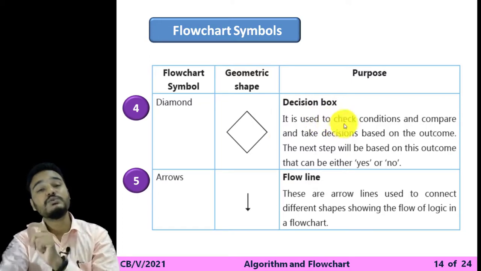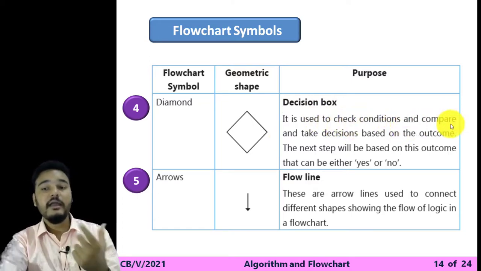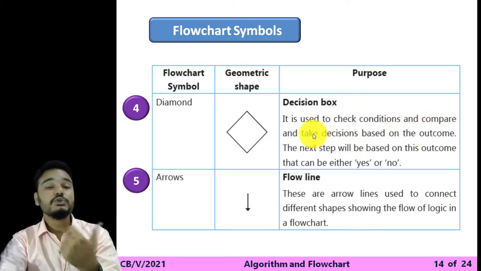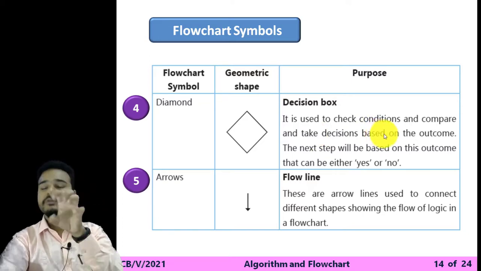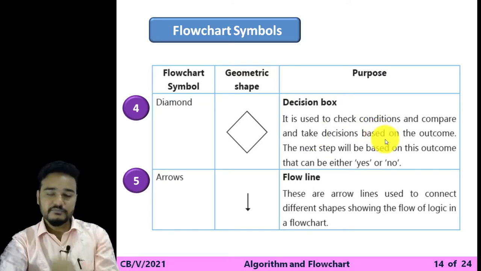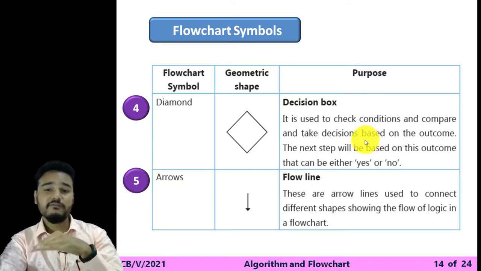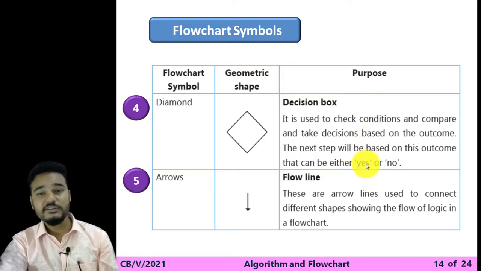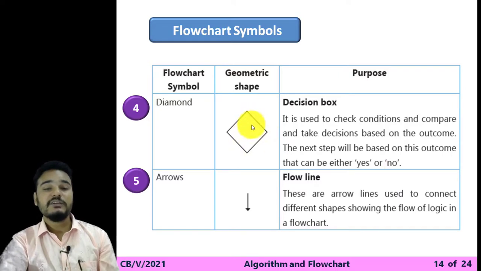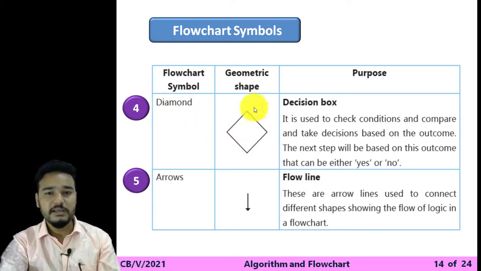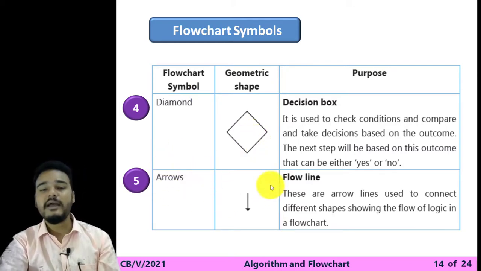So it is used to check conditions and compare, to take decisions based on whatever the outcome is. Whatever the processing will be, whatever the remainder will be, from that we will give the answer yes or no. So whenever you have to take a decision, which symbol will we use? Diamond symbol. And the last one is arrows.